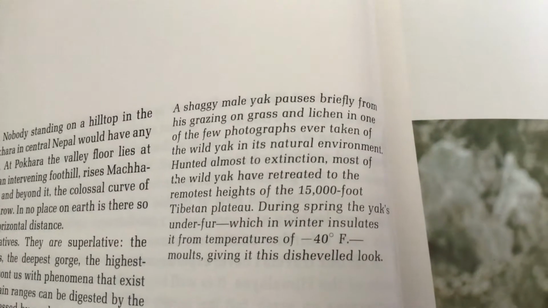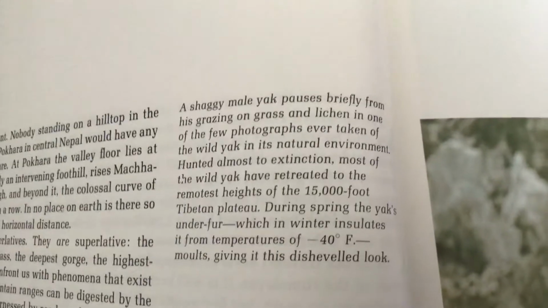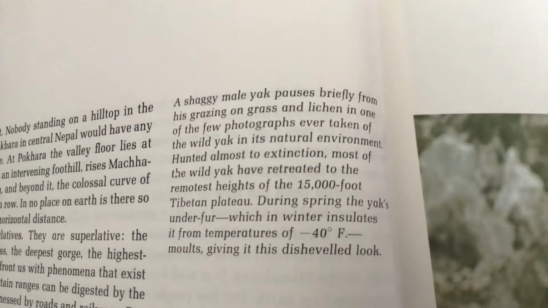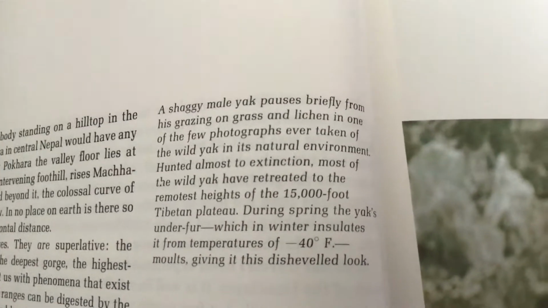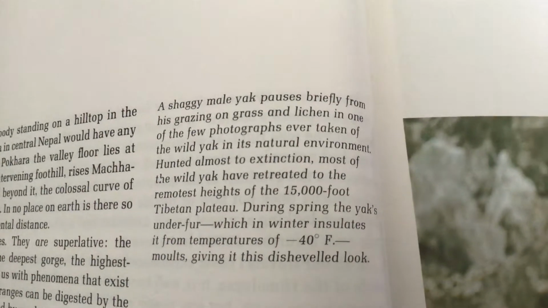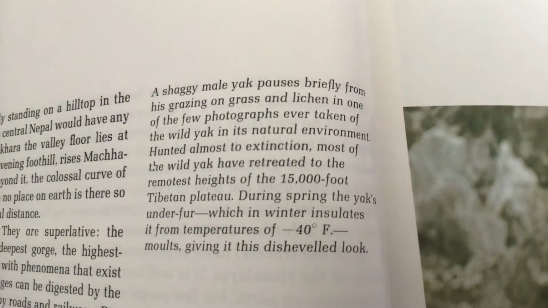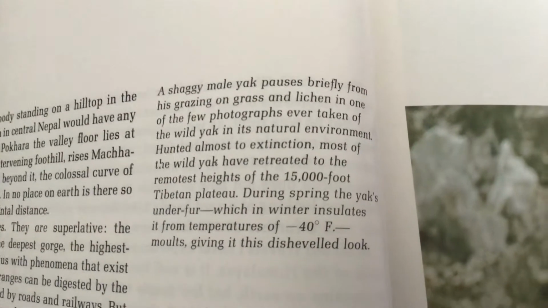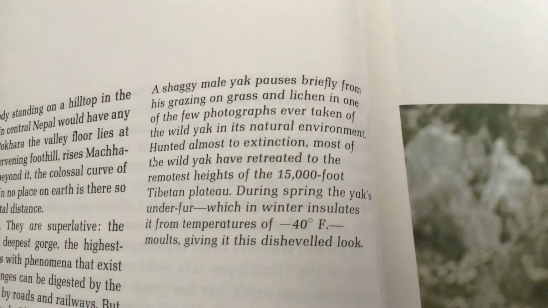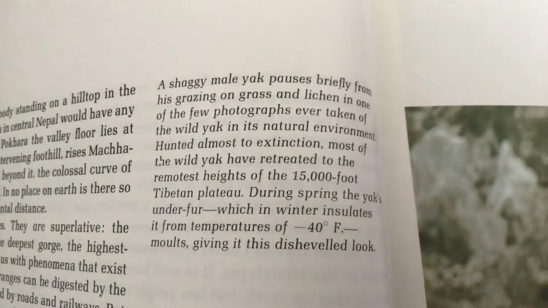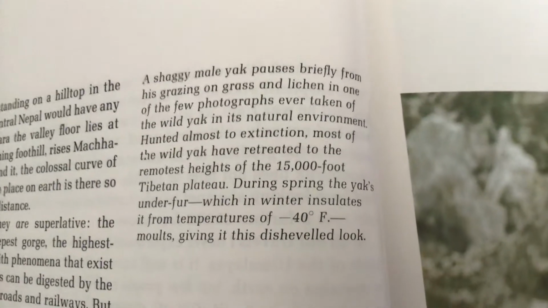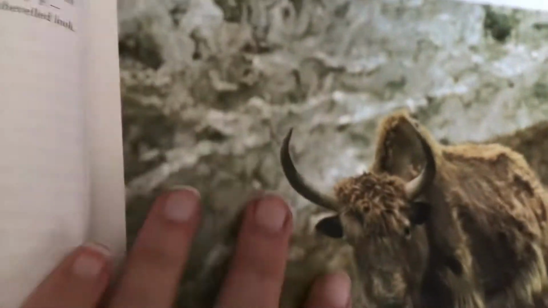A shaggy male yak pauses briefly from his grazing on grass and lichen in one of the few photographs ever taken of the wild yak in its natural environment. Hunted almost to extinction, most of the wild yak have retreated to the remotest heights of the 15,000-foot Tibetan plateau. During spring, the yak's underfur, which in winter insulates it from temperatures of 40 degrees below zero Fahrenheit, molts, giving this disheveled look. This is a yak.